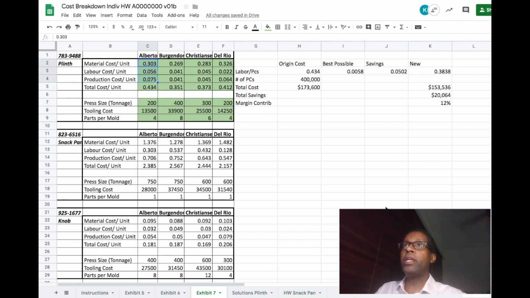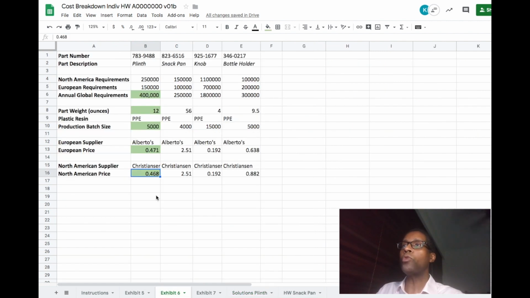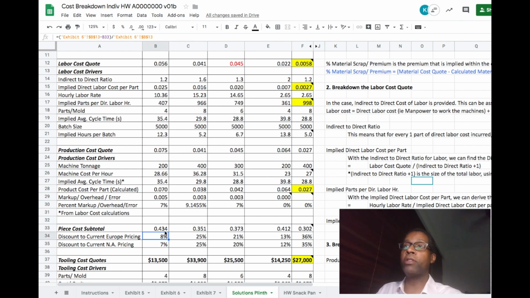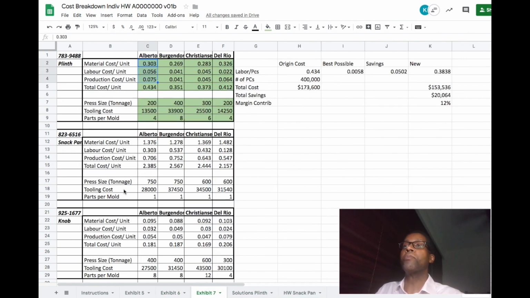So versus the European costing. If we go to Exhibit 6, B13, and Exhibit 6 here, we see the European is 0.471. We take that versus 0.43, so 0.47 versus 0.43, you get 8%. What about versus North American? So that's here, what we look at is 0.468 or 0.46 about, and we're looking at the other 0.43, and we see 7%. It makes sense.